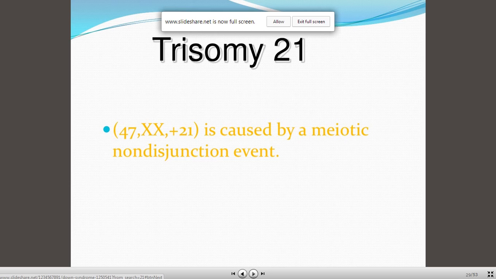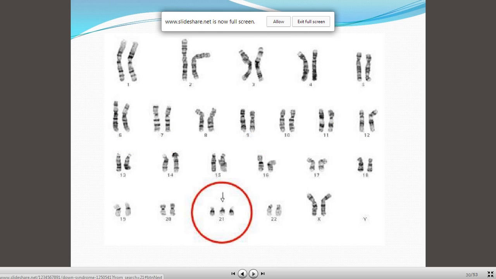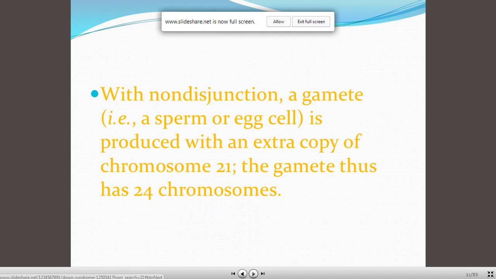47XX plus 21 is caused by a mitotic non-disjunction event. Here's a picture of how the 21st chromosome is duplicated in a child with Down syndrome. With non-disjunction, a gamete, i.e. a sperm or an egg cell, is produced with an extra copy of chromosome 21. The gamete thus has 24 chromosomes.